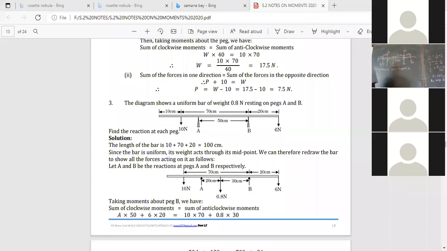Reaction A. It will be upwards like that. And what direction is that? Clockwise. This is ACM. And then I go to this one. What direction will it be? Anti-clockwise. Down there. Is that okay? So this is ACM. We go to this one.